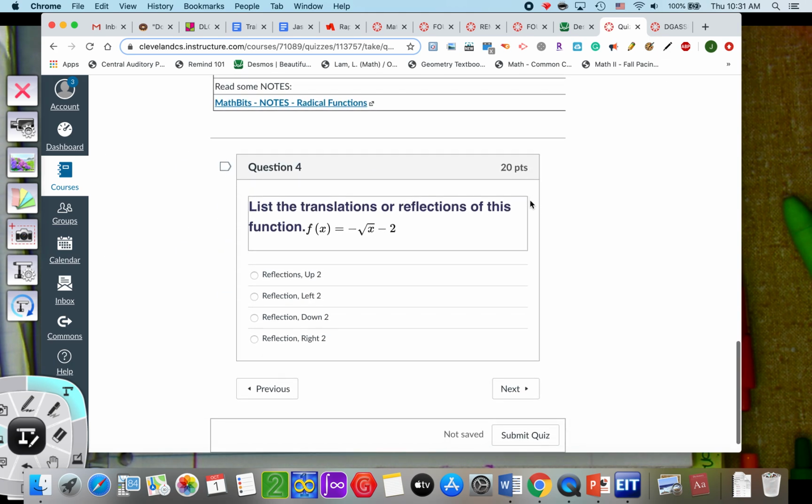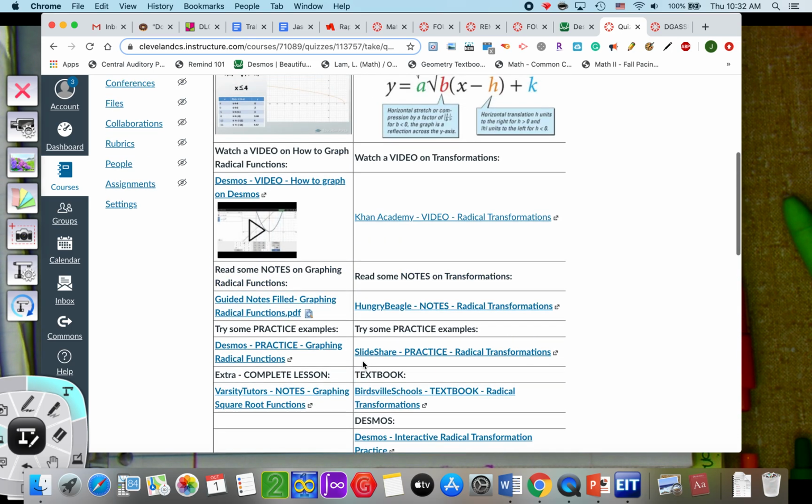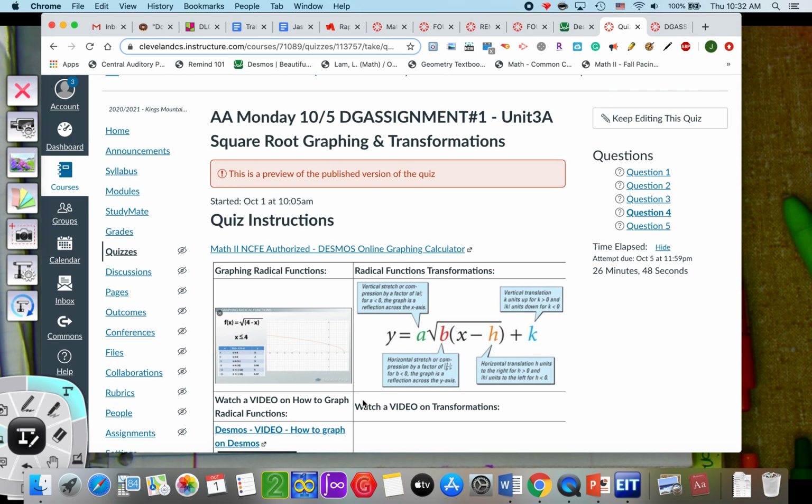Let's see what you got here. List the transformations or reflections of this function. So if you can't tell by the picture and the rules, then you can just graph it and graph the parent function and see how it moved. Let's see here. What do you have?